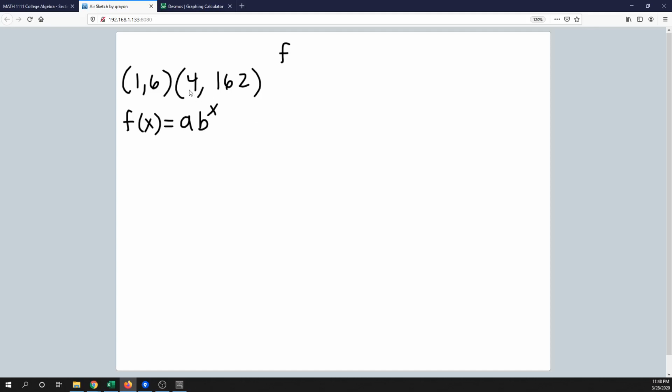So on the first one, or let's just go with this one. If I plug in a 4 into this equation, I get f of 4 equals a times b to the 4th. And I know that f of 4 is 162, because I know this point is on the graph of this function. So when I plug in a 4, I get 162. This f of 4, the number you get when you plug in a 4, has to be 162.